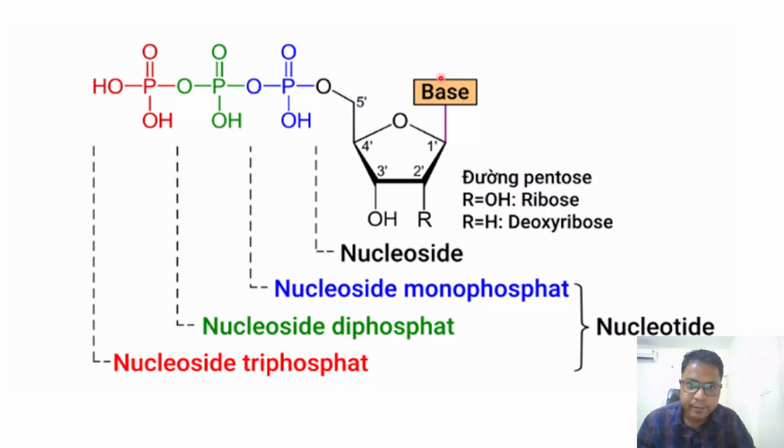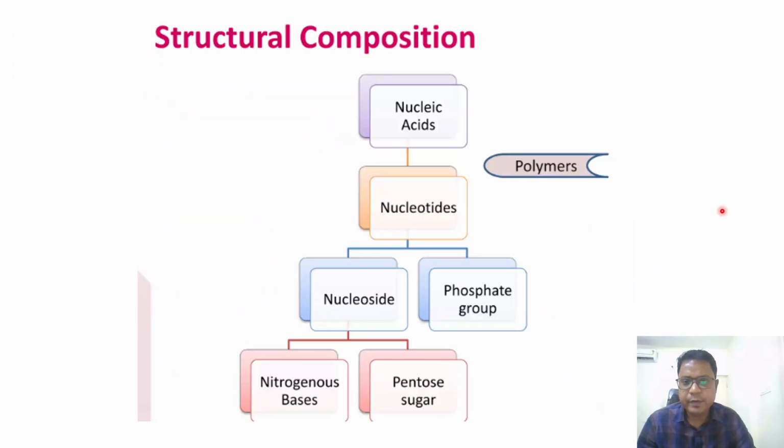So you can see a nitrogenous base and the sugar molecule is known as a nucleoside. When a phosphate group is present here, we call it nucleoside monophosphate. When two, nucleoside diphosphate, three, nucleoside triphosphate. Those are the examples of nucleotides. So this is the overall pictorial representation. The nitrogenous base and the pentose sugar form a nucleoside, plus a phosphate group forms nucleotides, and then all the nucleotides combine and give the nucleic acids.